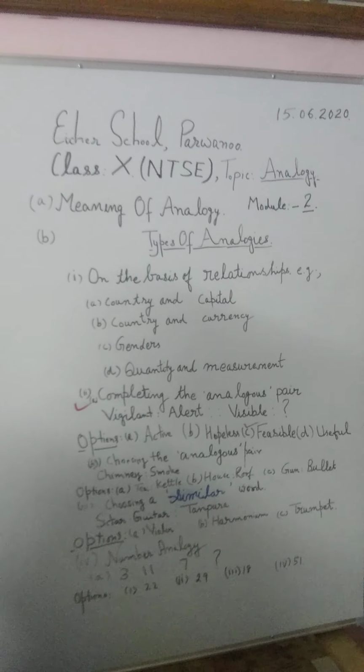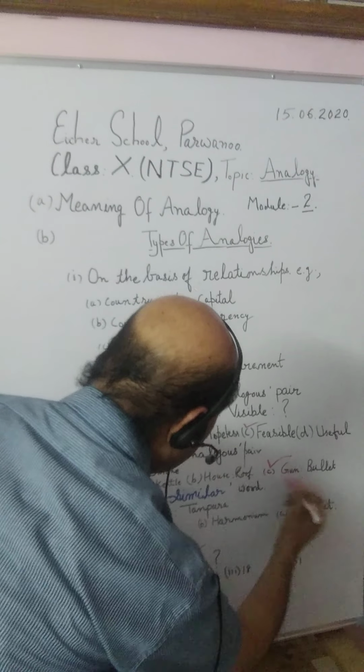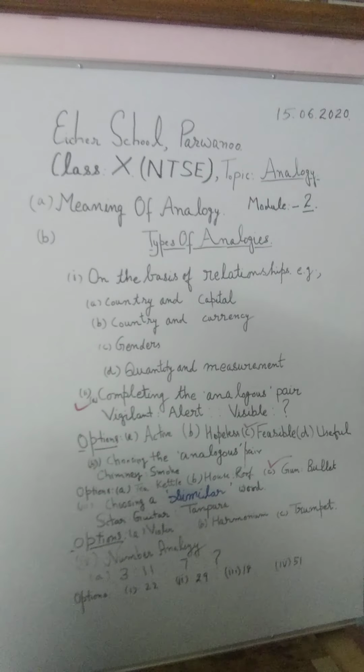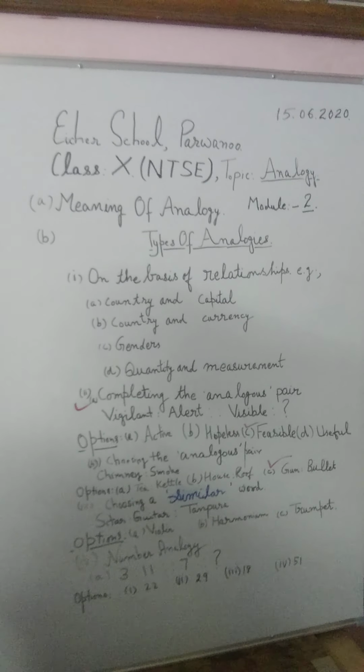Tea and kettle, that is not the correct one because tea can't produce kettle. So this is rejected. House, roof. A house has a roof, alright, but it doesn't produce a roof. It is constructed with a roof. And C is gun and bullet. Yes, it is possible that a bullet comes out of a gun. In this way, the analogous pair is completed. Then we come to option C, which is the correct one.